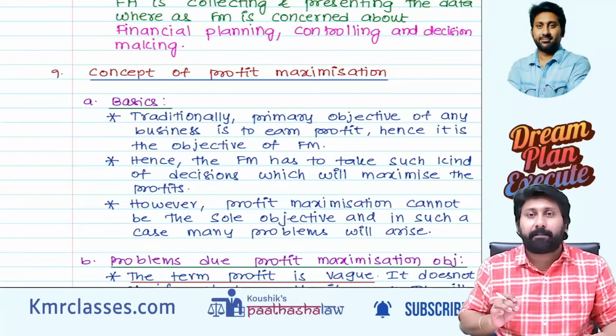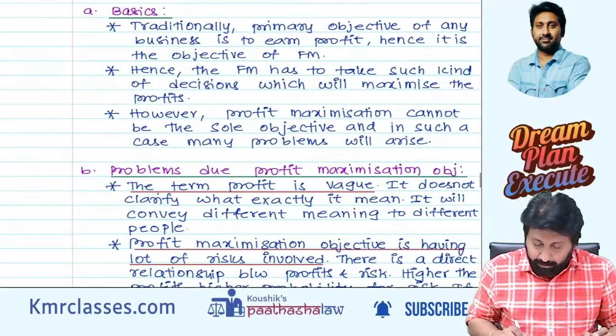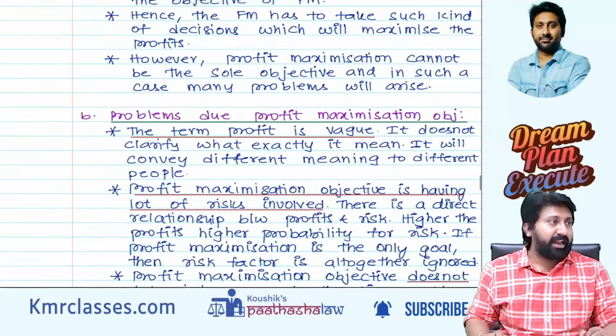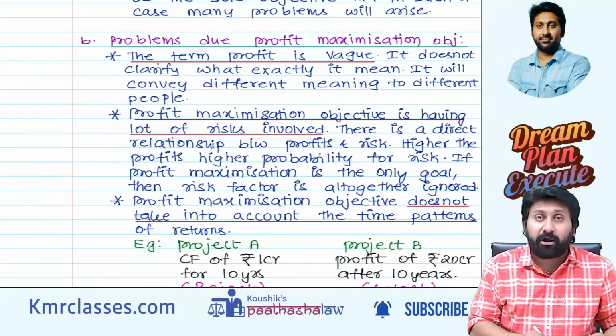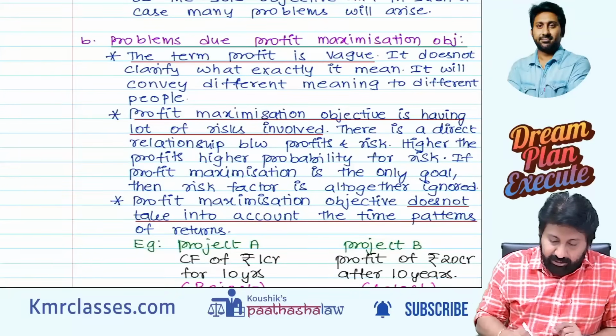Accounting frauds will happen because their intention was to show more profits. However, profit maximization cannot be the sole objective. If it is, then problems will arise. So, problems due to profit maximization objective. What problems will a company face if profit maximization is its objective? Number one, the term profit is vague.